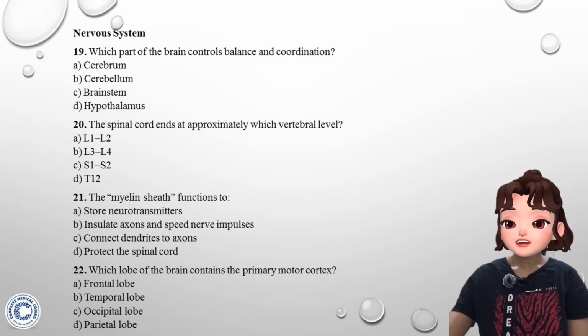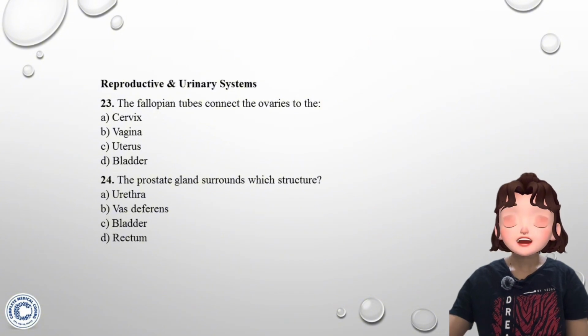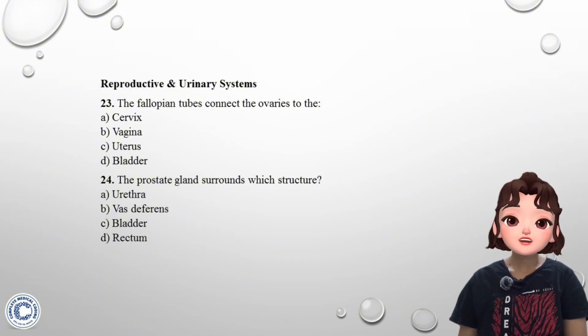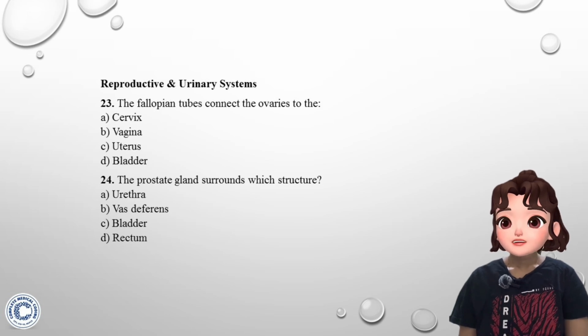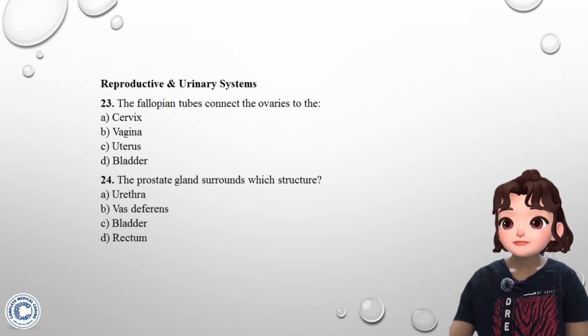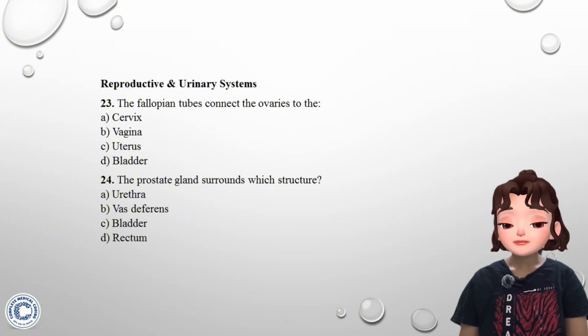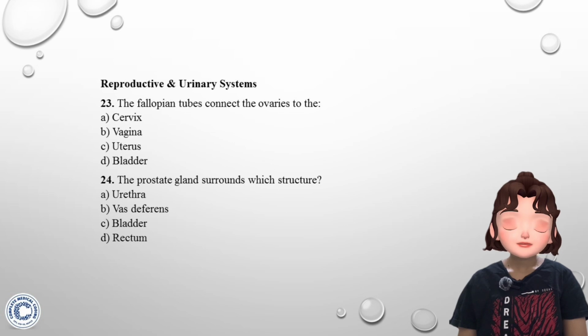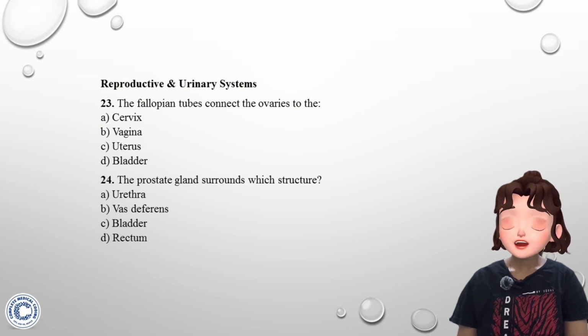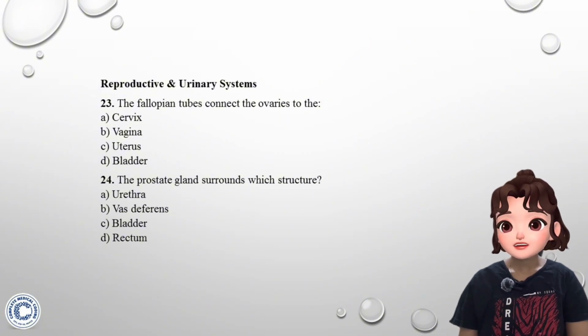Now, question number 23. Let's discuss some questions from the reproductive and urinary systems. The fallopian tubes connect the ovaries to the cervix, vagina, uterus, bladder. The fallopian tube connects the ovaries to which part? Uterus. Answer is option C, uterus.